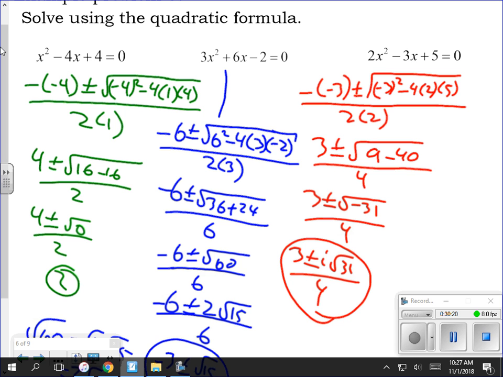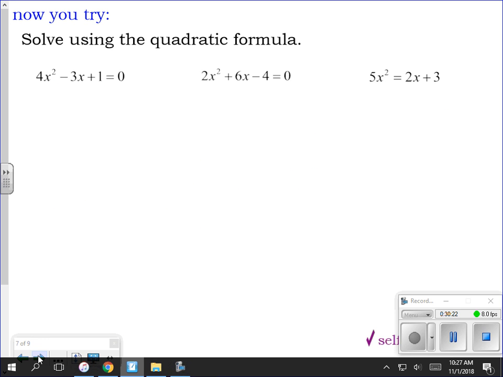Okay. Do those. Oh, and the last one. It's tricky. Because what do you have to do? What do you have to have it as in order to be able to do this? Equal to 0. And it doesn't matter which one you move when you're using the quadratic formula. You're not factoring. Doesn't matter. You can move the x squared to the other side. Doesn't matter with the quadratic formula. It does with factoring, though. But it has to be equal to 0.